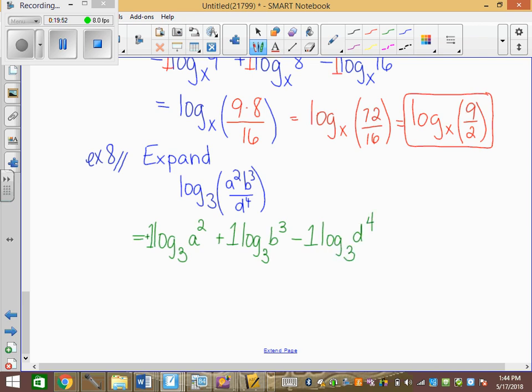And this is where we would have stopped before we learned the power rule. And this isn't wrong. This is correct. They just probably are going to go one more step. What do you think they might do? Put the exponents in front. And it would just join the number in front. Well, the number in front's a 1. 2 times 1 is 2, right? It's not going to change it. So you're going to get 2 log base 3 of a plus 3 log base 3 of b minus 4 log base 3 of d.